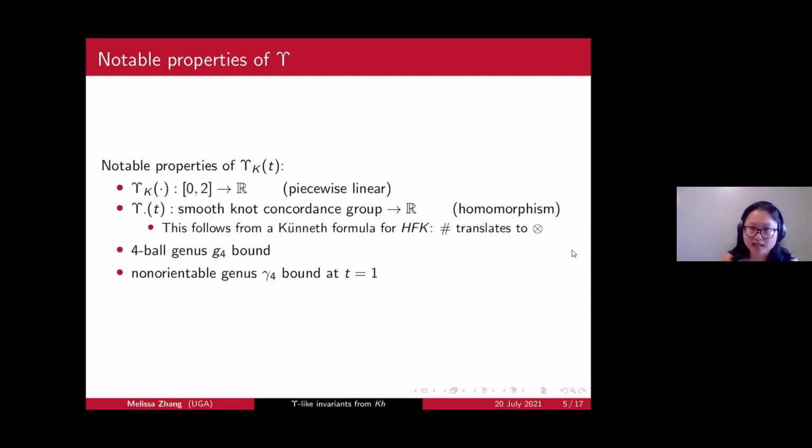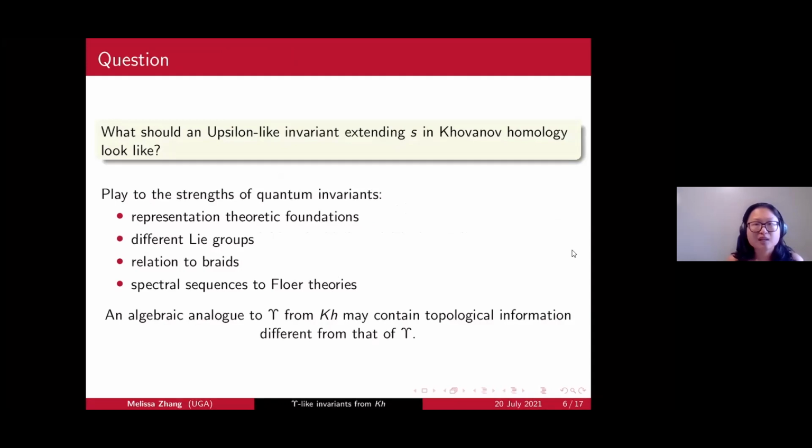But this is of course not actually true in Khovanov homology. So what we want to do is the following. We want to think about what an Upsilon-like invariant from Khovanov homology would look like.